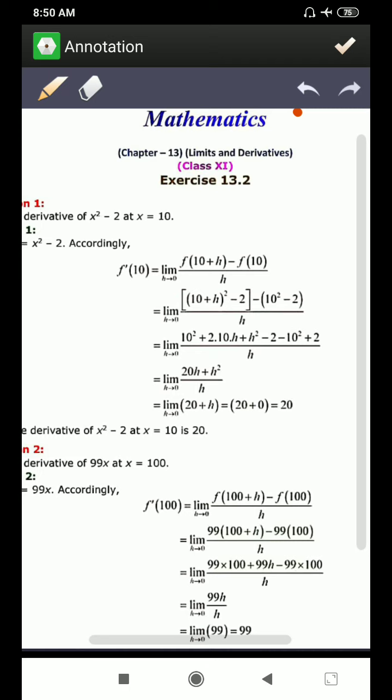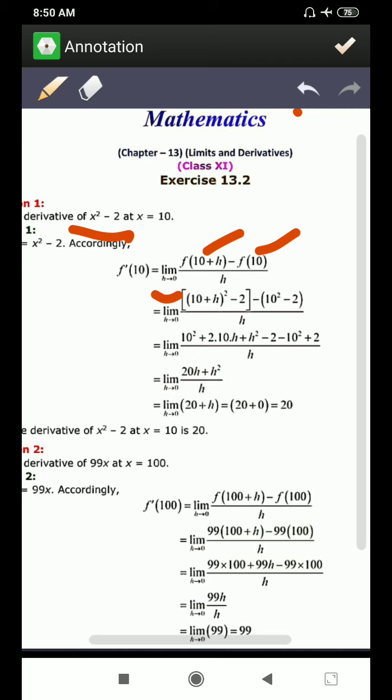It would be limit h tends to 0, (10 plus h) whole square minus 2. In this I have placed x by 10 plus h first and then x by 10 to get these two things. Now you simplify it. In the numerator you just open (10 plus h) whole square, which is 10 square plus 2 into 10 into h plus h square, minus 2 minus 10 square plus 2.